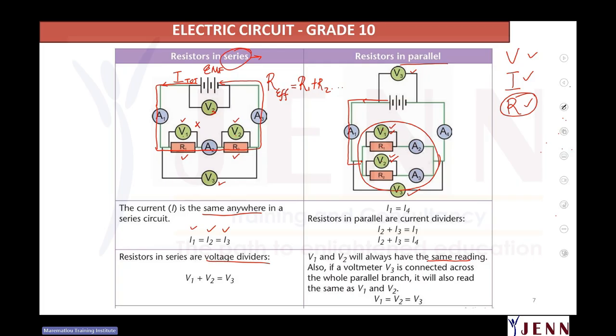When we come to a parallel connection, the effective resistance of the circuit, or R total, is given by 1 over R total equals 1 over R1 plus 1 over R2, and so on. So that's how we calculate resistance in parallel, and that's how we calculate resistance in series. Okay, I think we are still together so far. Moving on.